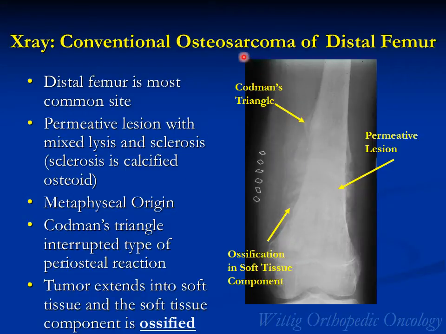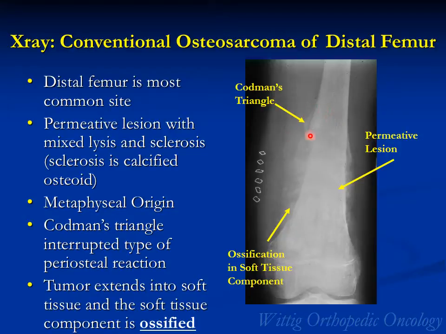Here's another X-ray of a conventional osteosarcoma of the distal femur. The tumor is permeative in nature with mixed lysis and sclerosis. There's ossification. The tumor has extended into the soft tissues. There's somewhat of a hair-on-end appearance here, but there's this fluffy cloud-like density in the soft tissues, indicative of immature bone formation and calcified osteoid. So there's ossification in the soft tissue component.